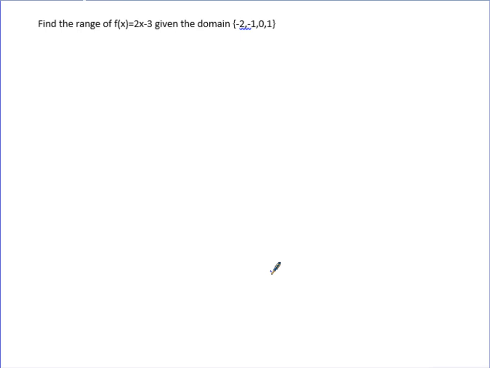Okay, all right, then we have two examples where they ask you to find the range of a function given the domain. So remember, range is output, and domain is input. So they are giving you the input and asking you to find the output. So what I'm going to do is take my function, f of x equals 2x minus 3, and use each of these numbers as the input. The first thing I'm going to do is find f of -2. I'm going to make my input -2, so I'm going to replace the x with a -2, and find the value of f of -2.